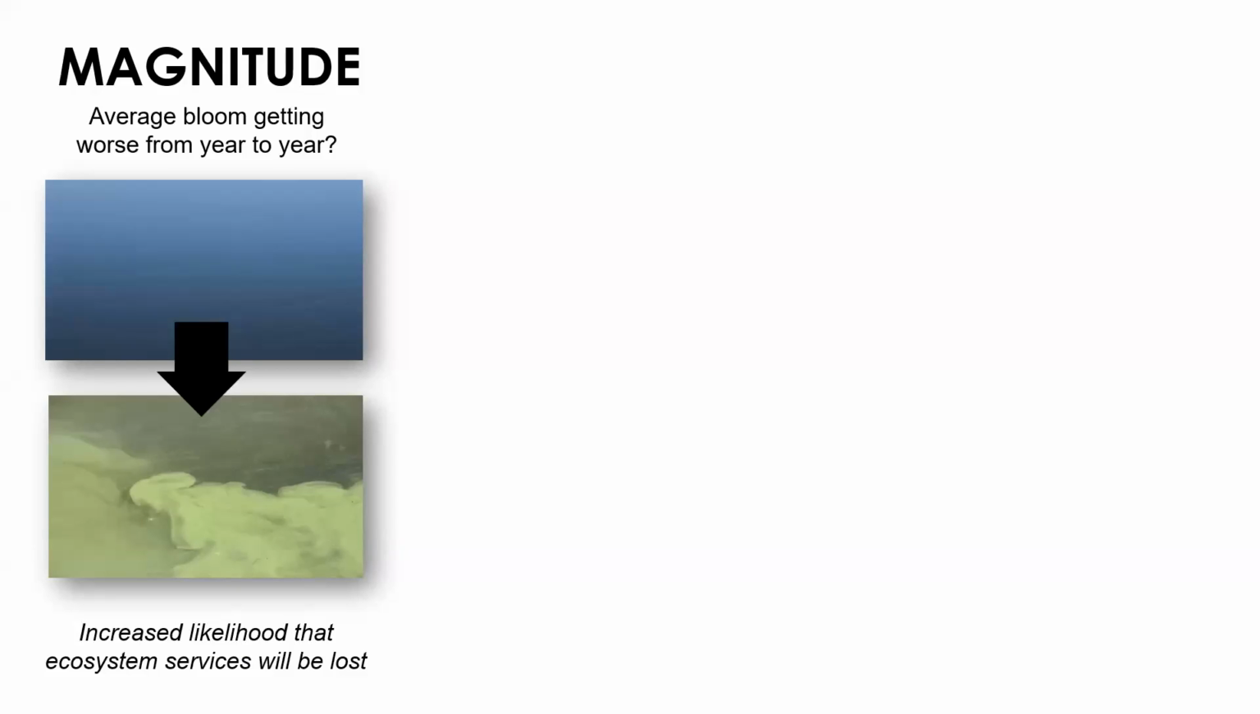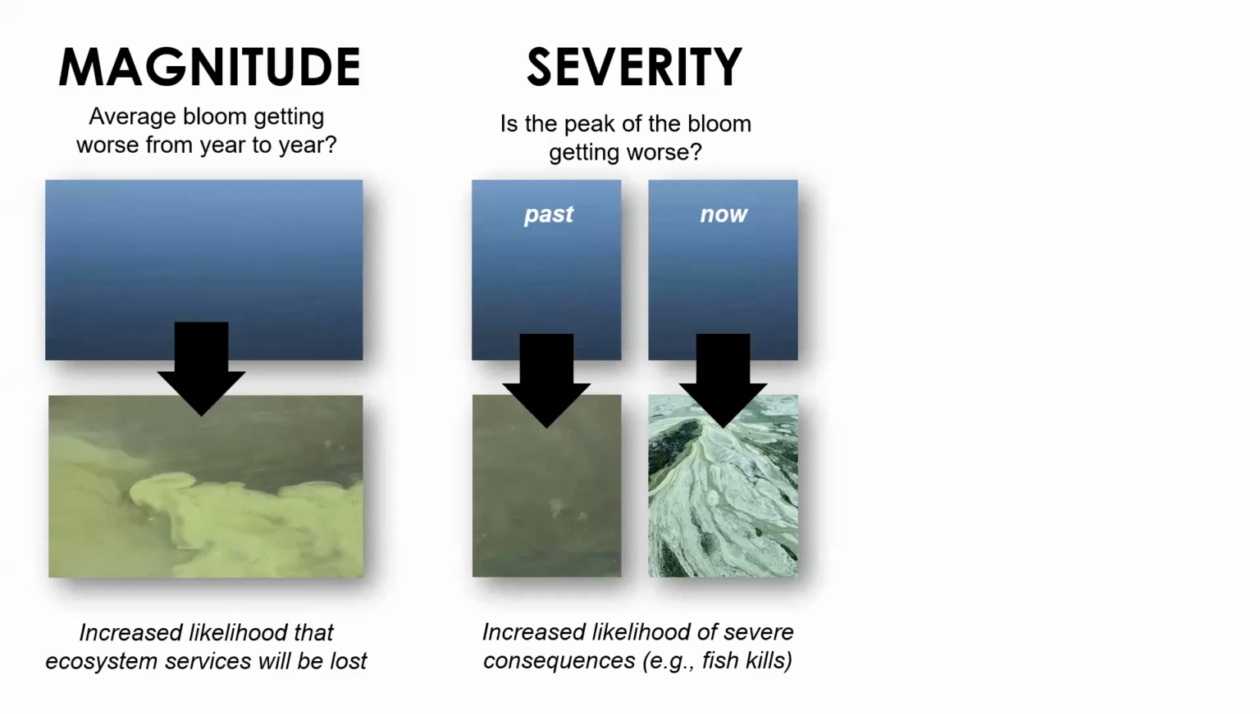If we think about what that means in terms of ecosystem services, that could be correlated with an increased likelihood that ecosystem services we rely on for that water body will be lost. There's also bloom severity, if the peak of the bloom is getting worse. Perhaps in the past, the bloom was pretty small. It turned the lake just kind of green, like you're seeing in this image on the left. But now when it blooms, it is scummy and pea soup green. And this increased severity might be associated with an increased likelihood of severe consequences, things like fish kills happening in the system.